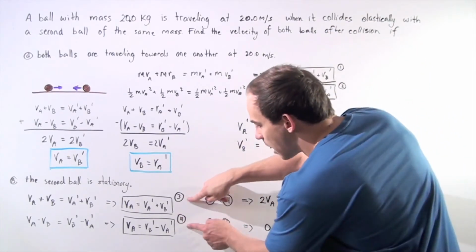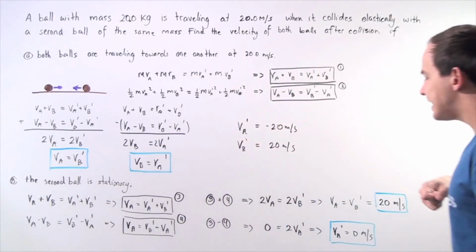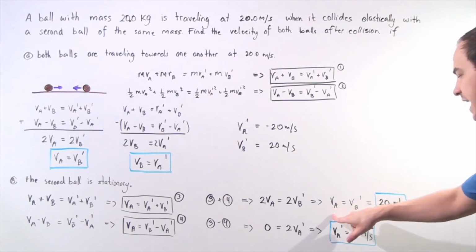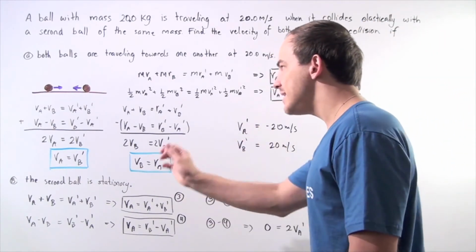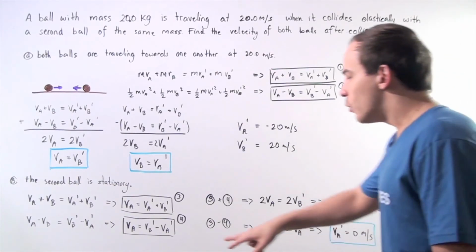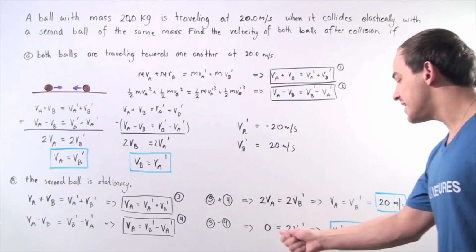Now once again, I take the sum of these two equations and the difference of these two equations. So I add equation 3 and equation 4, I get the following result. 2VA is equal to 2VB prime, which gives VA equals VB prime. So this basically states that the initial velocity of object A is equal to the final velocity of object B. So our initial velocity, 20 meters per second of object A, is given to the final velocity of object B. So the final velocity of object B after our collision takes place is 20 meters per second. Now, we take the difference and we get the following result. So the final velocity of object A is 0 meters per second.